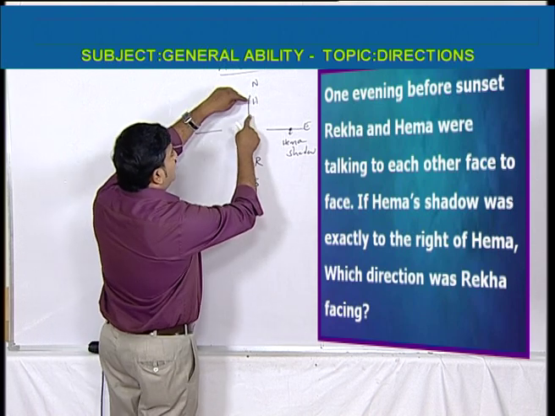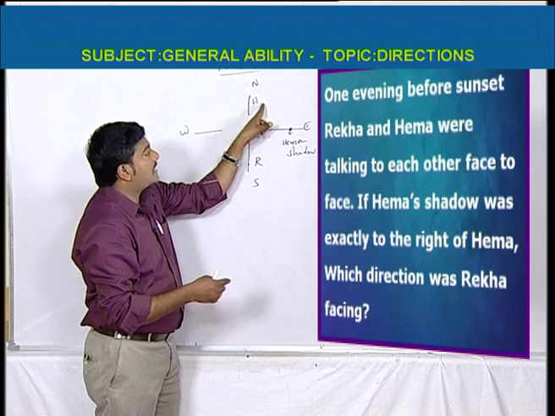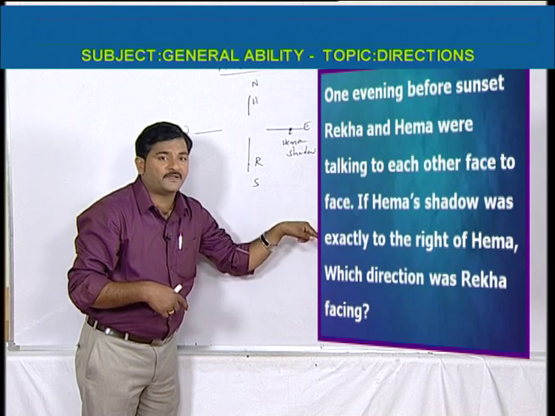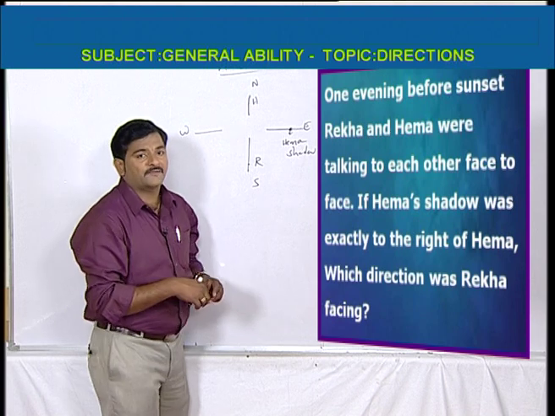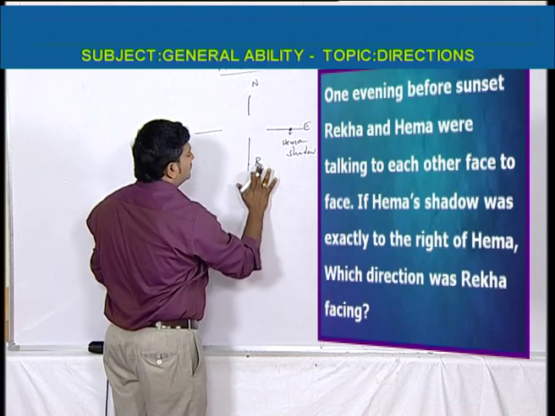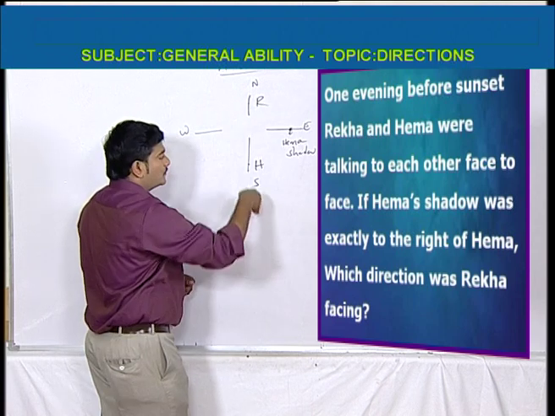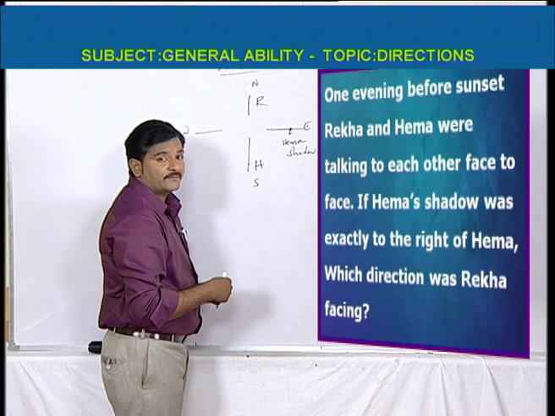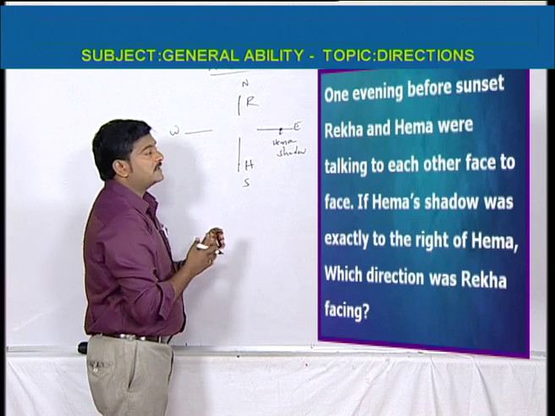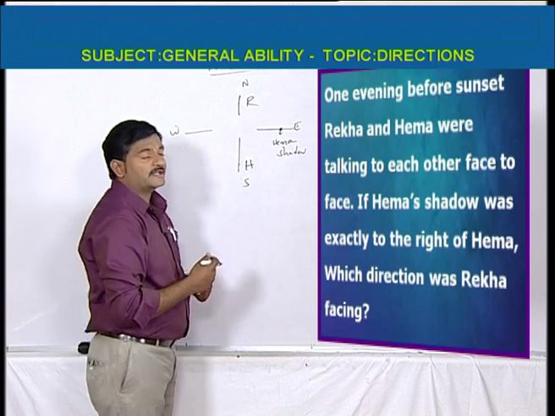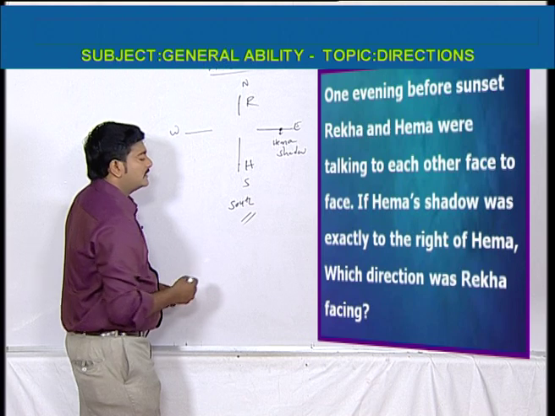If I take Hema here, Hema is towards south. Is Hema's shadow towards the left of Hema or the right of Hema? If I take Hema here, Hema's shadow is to the left of Hema. But what you have to get is the right of Hema. That's why the positions of the two are: here you have Hema and here you have Rekha. Rekha is looking towards south, Hema is looking towards north. Now Hema's shadow is to the right of Hema. The question finally asks which direction Rekha is facing. Rekha is facing towards south direction.